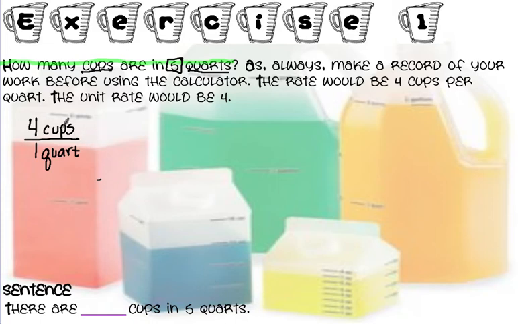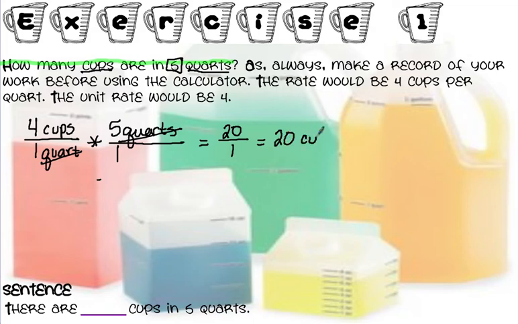All right, so to solve this, you would take your rate, and you would multiply what you know. So I know I have 5 quarts, and I'm going to multiply that by my unit rate to get my answer. I put 5 over 1 because it's a whole number. Quarts and quarts cancel each other out, which is good because I want how many cups. Okay. And then I know that 4 times 5 is 20 over 1. 20 divided by 1 is 20, so there are 20 cups in 5 quarts.